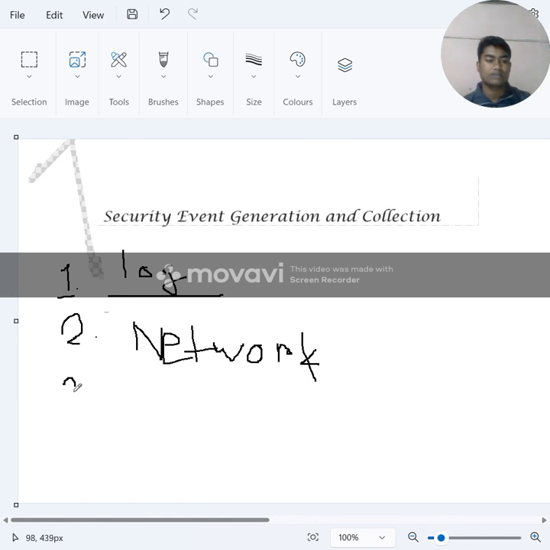And there is endpoint detection and response. What is EDR? EDR solutions are deployed on endpoints to collect data about file changes, registry modifications, and network connections.